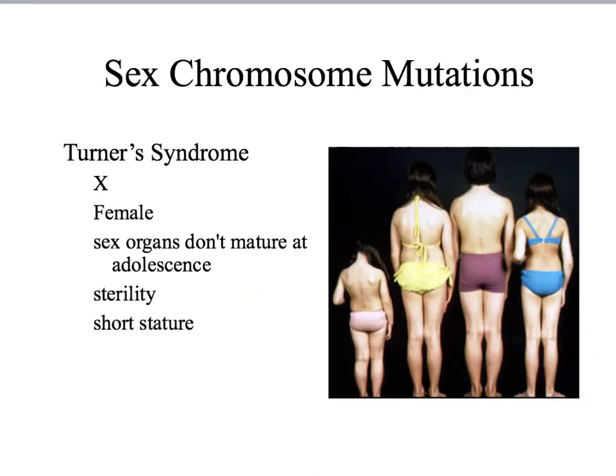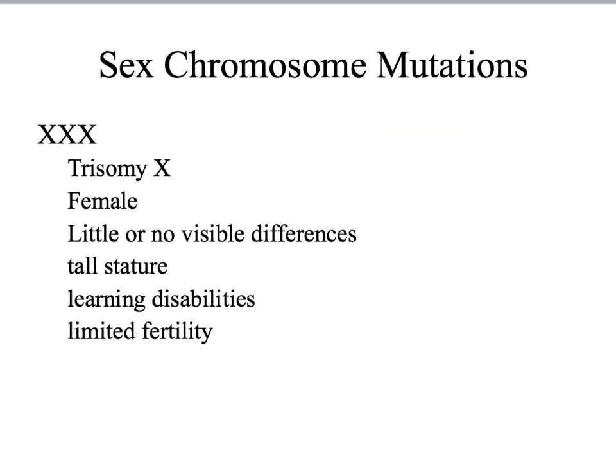Okay. Turner syndrome, 1 X. Remember, you're supposed to get an X from mom and dad if you're female. And so these people would have Turner's if they only had the 1 X. And their sex organs aren't mature. They're generally sterile and pretty short. Okay. Trisomy X, really not going to be able to tell on these people if they have it. But later on in life, if they have limited fertility, if they're trying to have a baby and can't, that's when they might find out that they have 3 X's.